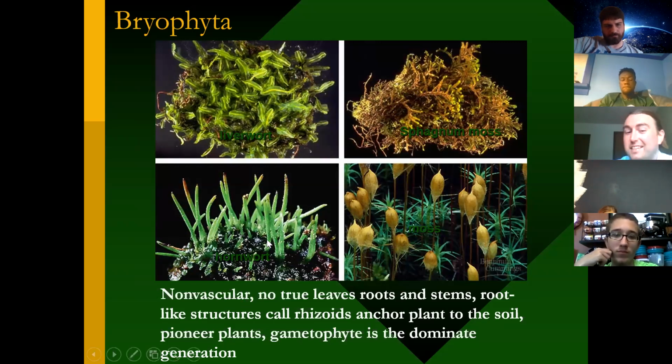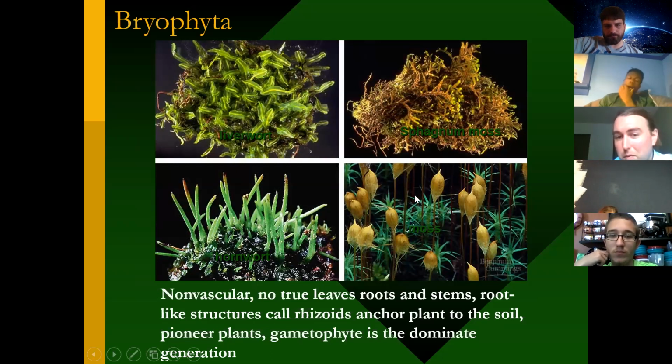Hornworts, I've actually not seen a lot of them. I think they're more in the tropics, but still it gives you an idea of what those look like. And then mosses, here we've got just classic club moss. And these are its sporophytes up here.